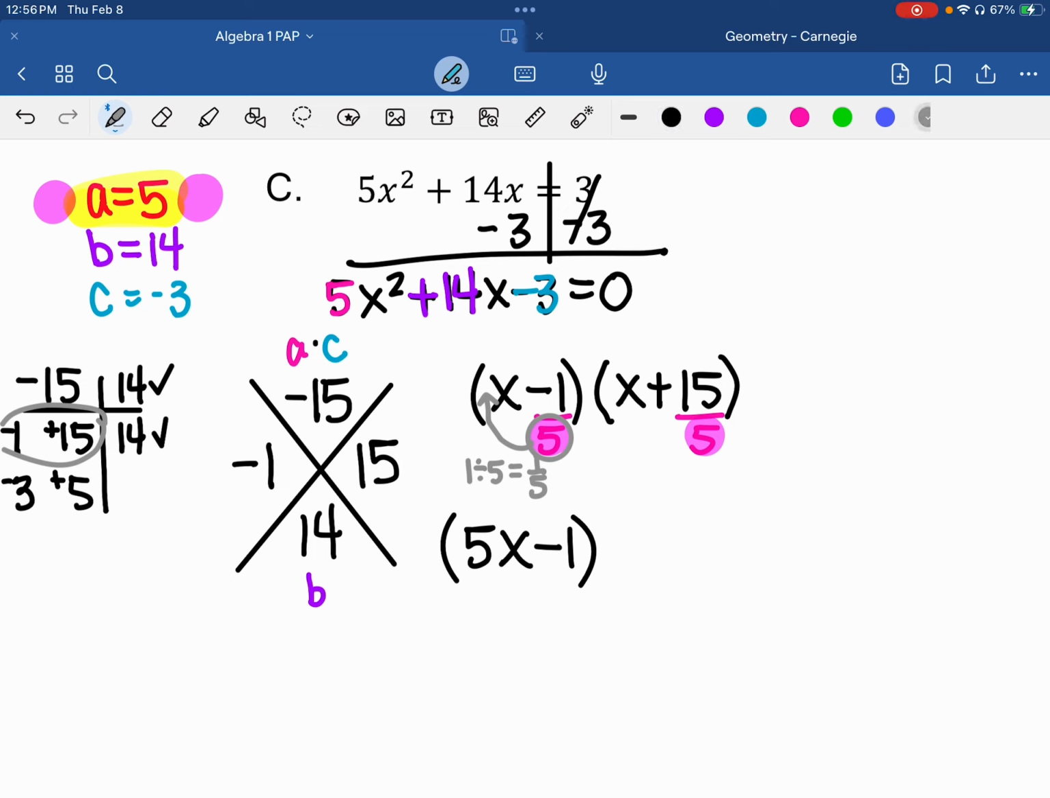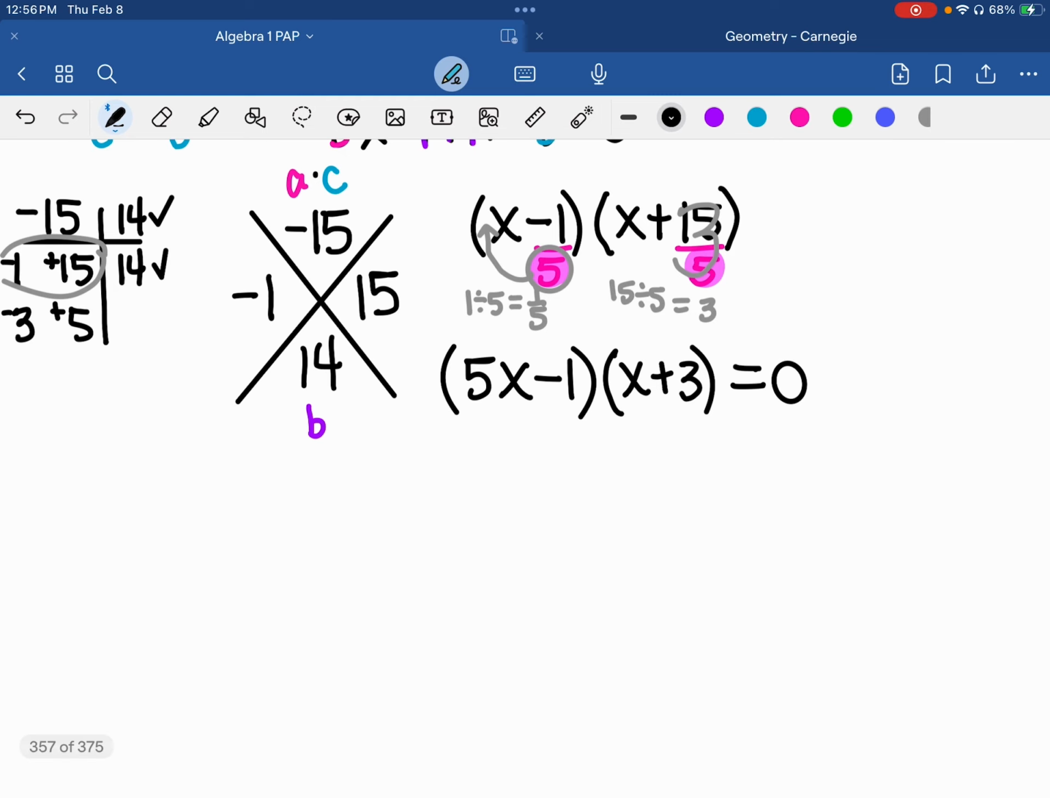Then you're going to go to your other one and you're going to do 15 divided by 5. Now, could you do this in your head and say it's 3? Yes, you could. Since it is 3, then that division problem is just going to become the number 3, and you're going to say x plus 3. Now you can go ahead and apply the zero product property and solve for your two solutions, setting each one of your parentheses equal to 0 and solving.